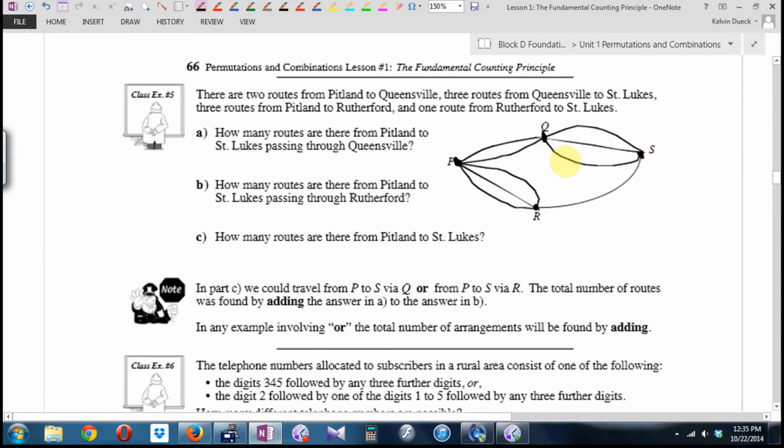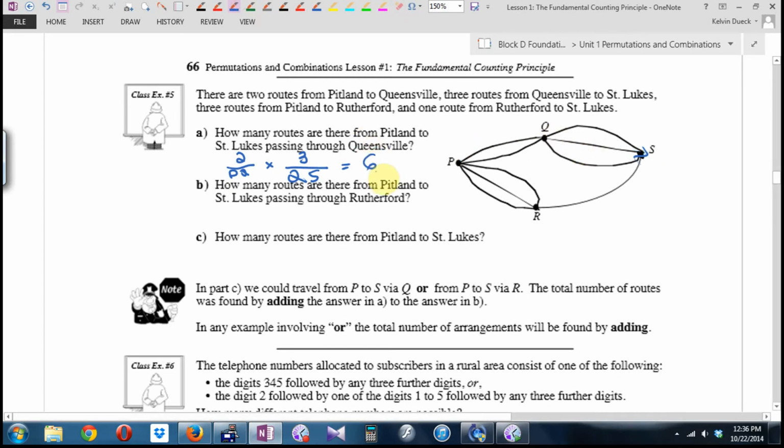How many choices do you see? No. Not how many steps. How many different choices, how many different stations, how many different waypoints do you see? To go from here to here, a total of 2 choices. I can go P to Q. How many choices do I have? 2. And I can go from Q to S. How many choices do I have? If I want to get to St. Luke's and I'm going through Queensville, how many choices do I have? Grand total. How many ways are there to go from P to S through Q? 6.